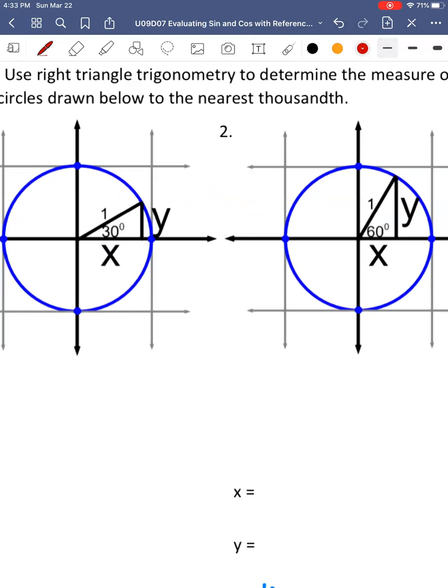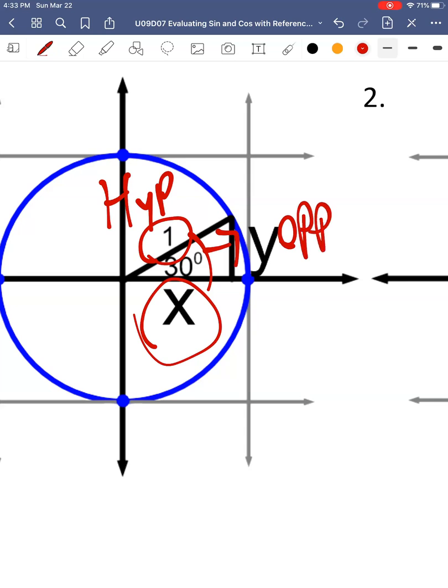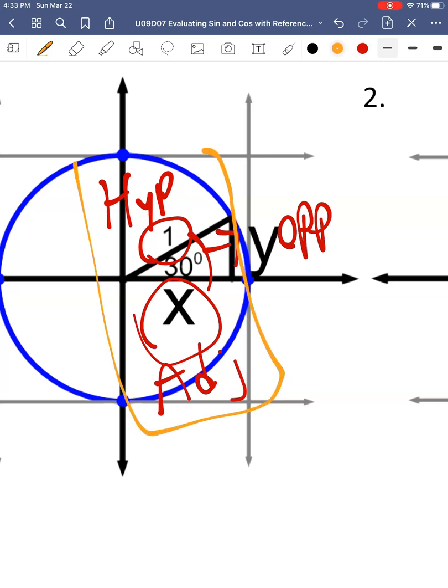Firstly, if I want to find the measure of side x, that is this side from this angle, we only know this side is side 1. So we're going to label this side the hypotenuse. X is not the opposite of angle 30. Y is, so this is the opposite. But we're not looking for y right now. We're looking for x, which is the adjacent. So we are using these three pieces: this angle, the hypotenuse, and the adjacent.